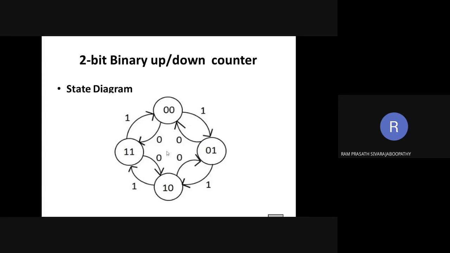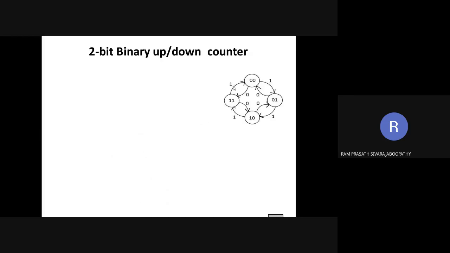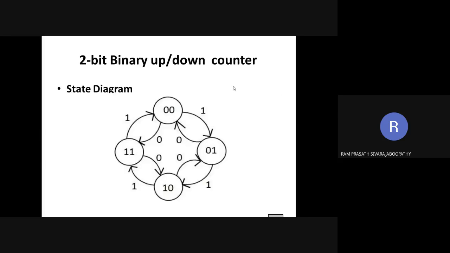Does it make sense just by looking at it? Listen carefully. It goes from 0 0 to 0 1 when the input is 1, next 0 1 to 1 0, 1 0 to 1 1, 1 1 to 0 0. Again it will repeat. So for the input x equal to 1, it will behave as an up counter. If input x equal to 0, it will behave as a down counter. That's all. Okay, state diagram is done, now the state table.